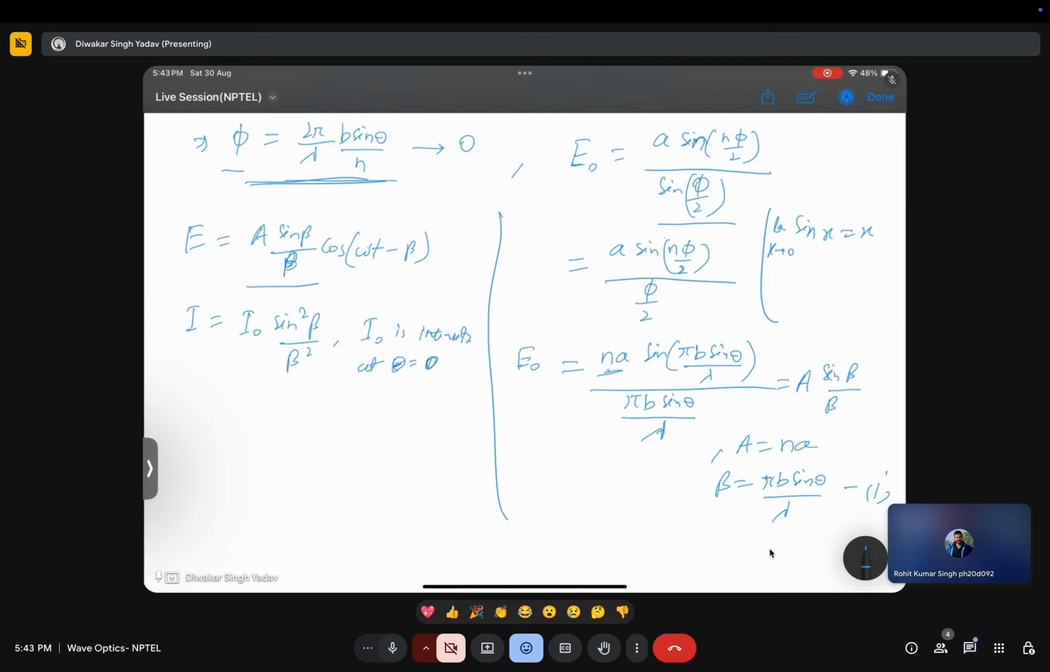Okay, that is when beta equal to 0, sine beta by beta is equal to 1.